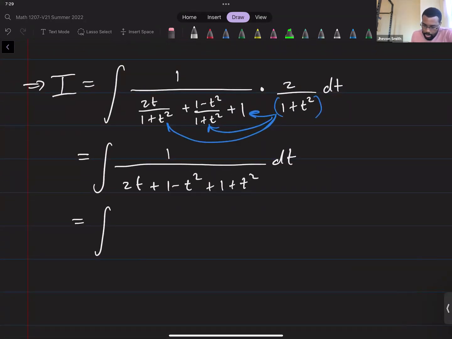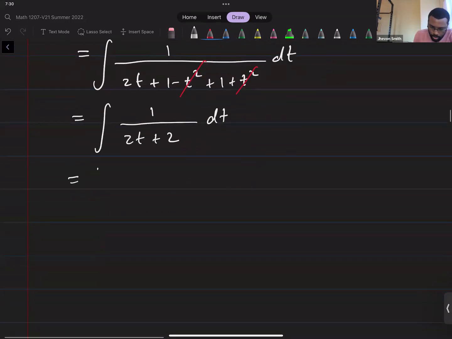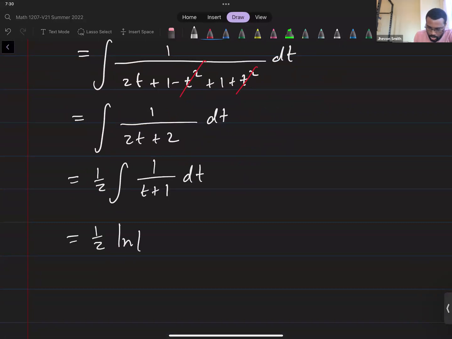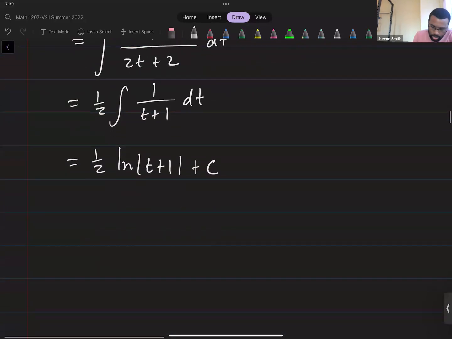So now let's actually combine like terms. It looks like the t squared is minus t squared plus t squared. So now I just have 1 over 2t plus 2. Get that, which is ln. Which now I can just replace that with the tangent x over 2.